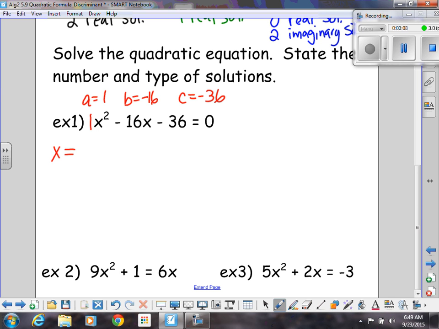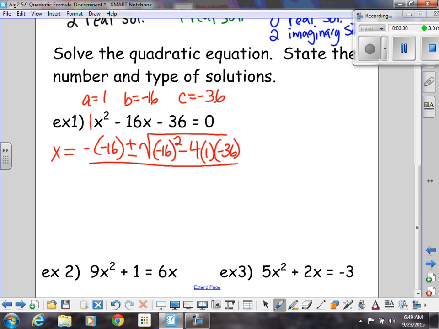x equals negative, then I'm going to put parentheses and put my b number in there, which is negative 16, plus or minus the square root. Then I'm going to have parentheses, b squared, negative 16, and I'm going to put the squared on the outside of that parenthesis, minus 4, parenthesis 1, parenthesis negative 36. All of that is over 2 times 1. So that's the plug-in. Make sure you're good with the plug-in and use parentheses.